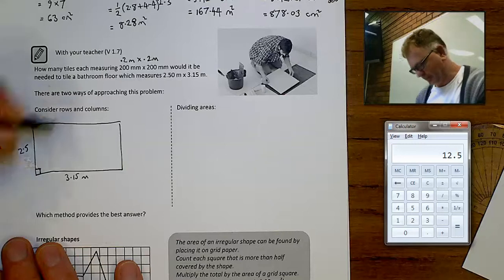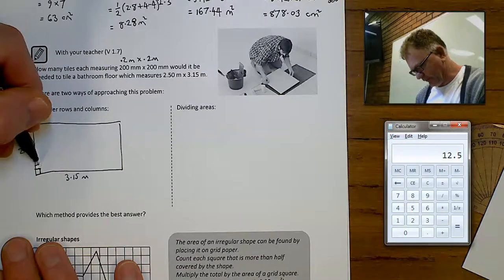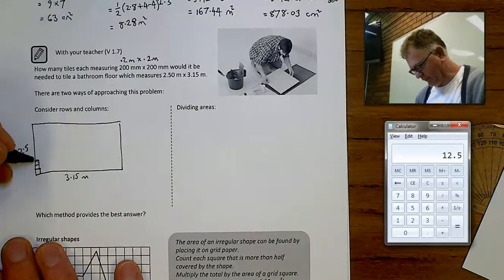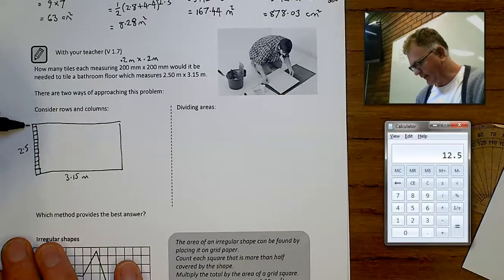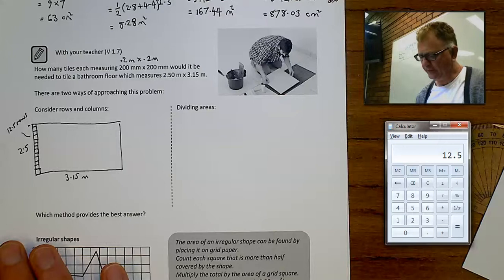Now I don't know if I'm going to be able to actually draw this. 2, 3, 4, 5, 6. Okay, I've got 12 rows of tiles there, and I guess a half row. So there are 12.5 rows of tiles.